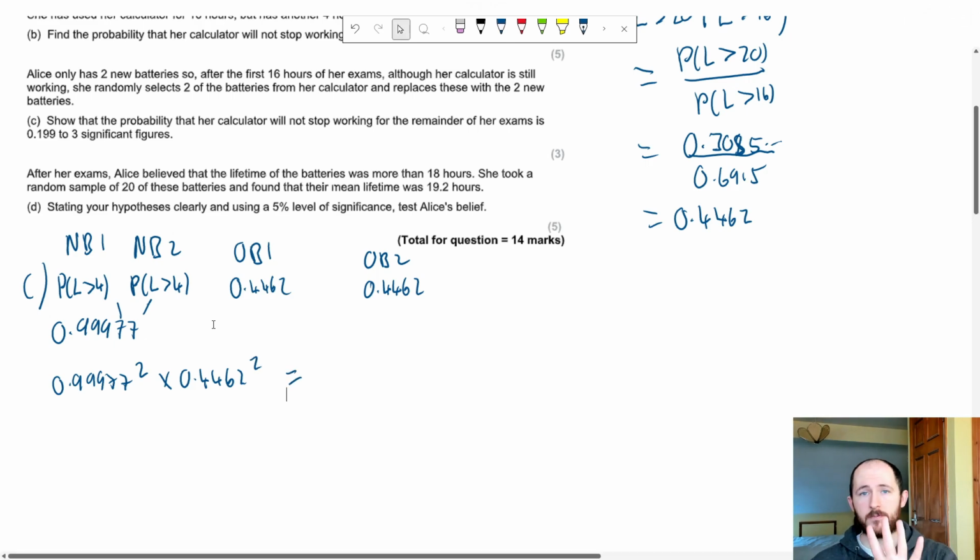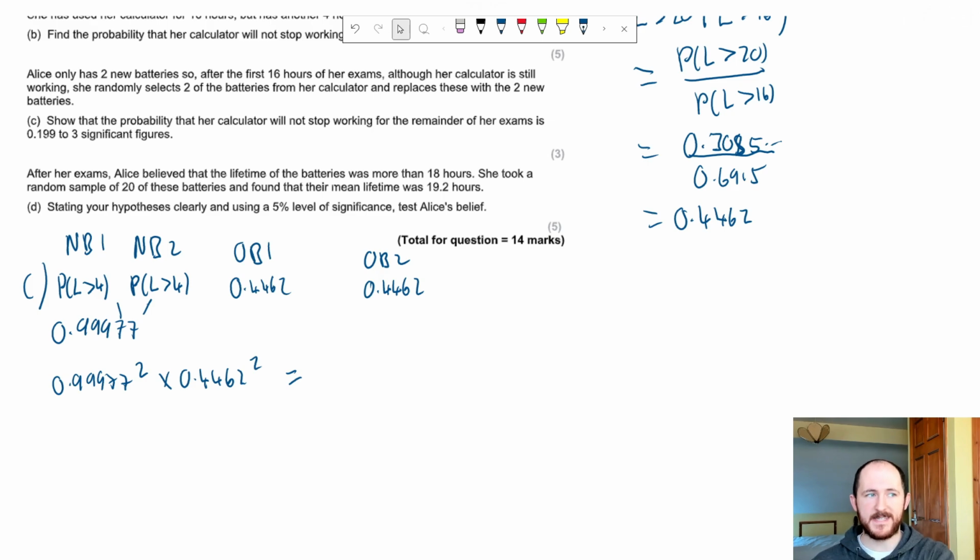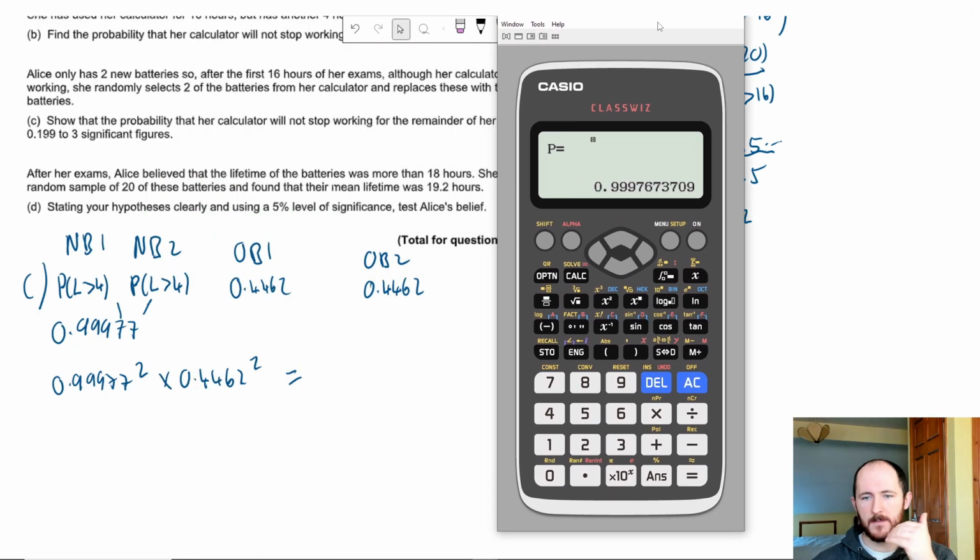Again, we should have 4 probabilities because there are 4 batteries that can fail. And we want the probability that each of them fails. We times them all together because it's only one of them. Because only one of them has to fail, the only way that the calculator doesn't stop working is if all of them last for the rest of the exam.